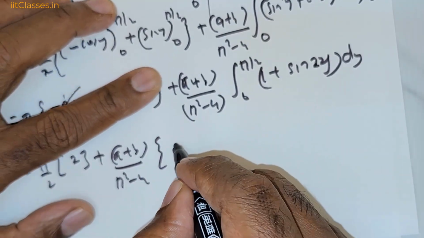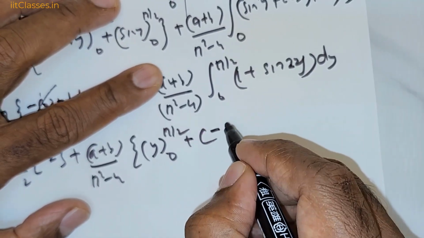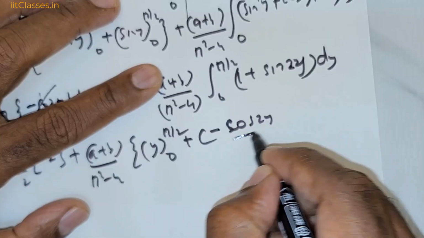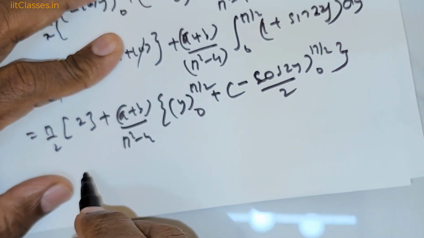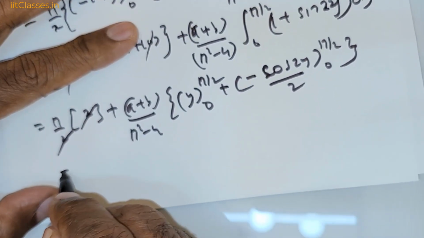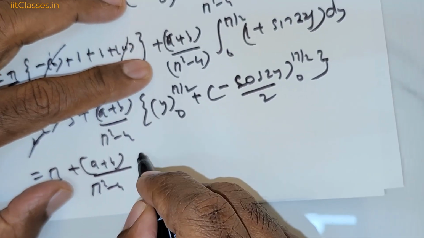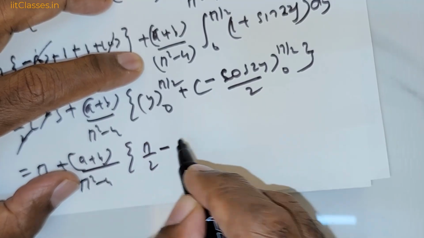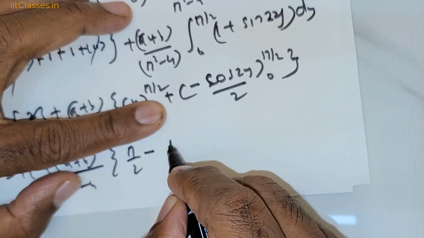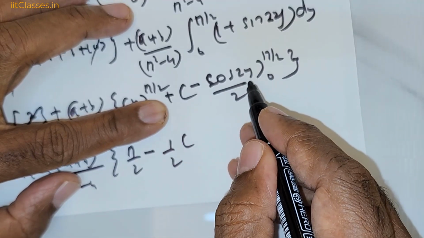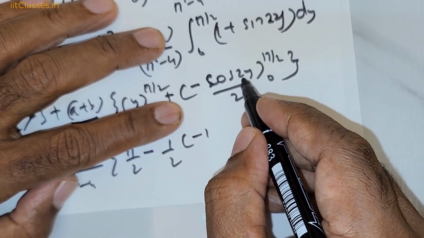I integrate the first one, I get y. I have to substitute the limit 0 to pi over 2. I integrate the second one, I get negative cos 2y divided by 2. The limits are 0 to pi over 2. So this 2 and 2 can be cancelled, giving you pi positive a, positive b over pi squared negative 4. I substitute the upper limit, I get pi over 2. In this case, negative sign can be taken out with 1 over 2. I substitute the upper limit, I get minus 1. Right, pi over 2 and 2, they get cancelled.